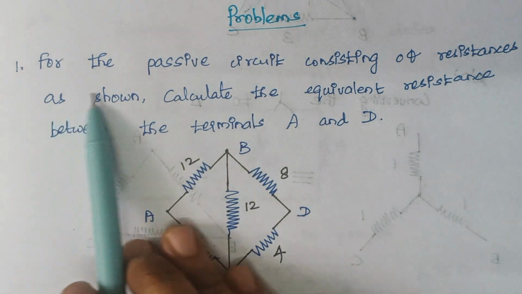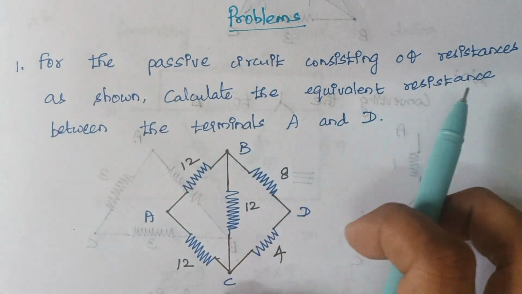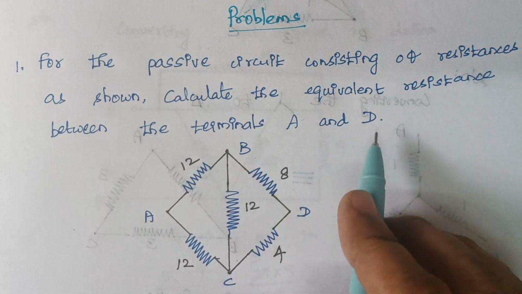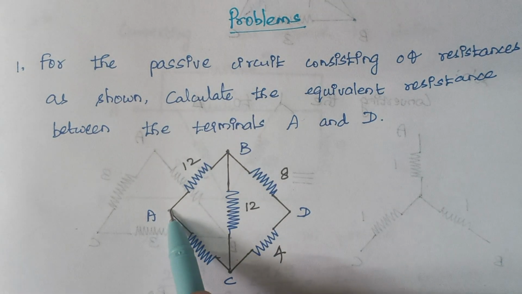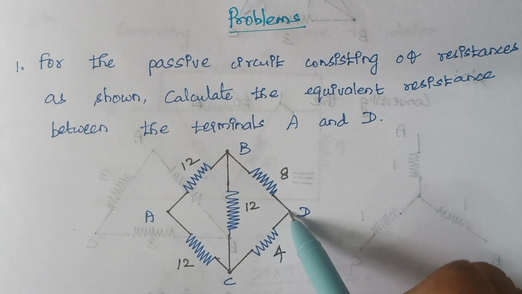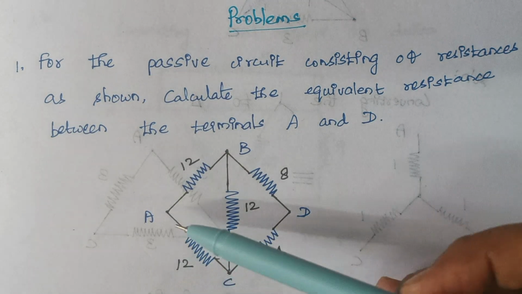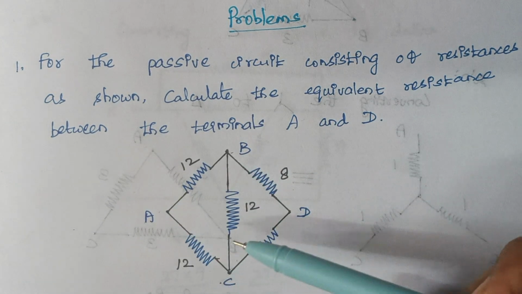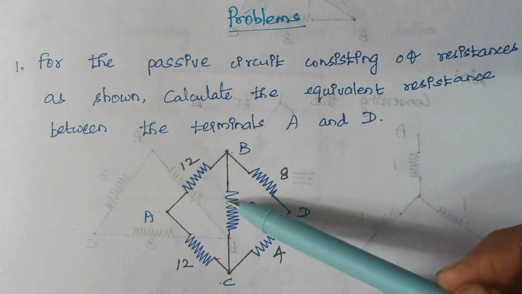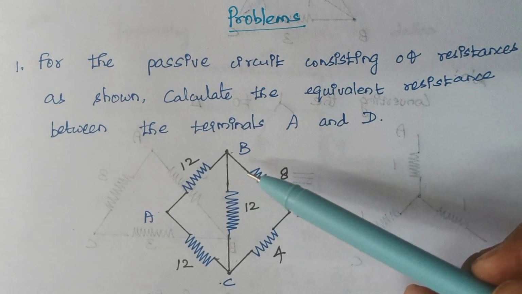The problem is for the passive circuit consisting of resistances as shown, calculate the equivalent resistance between the terminals A and D. So this is your given network. We need to calculate the total resistance between the terminals A and D. Right. So here when you observe the diagram you see, so this is a delta connection, right? So now we are going to convert this delta into star, which makes our calculation pretty easier, right?